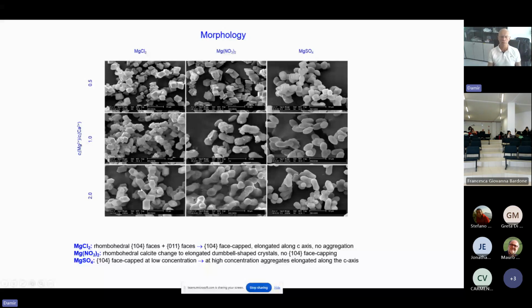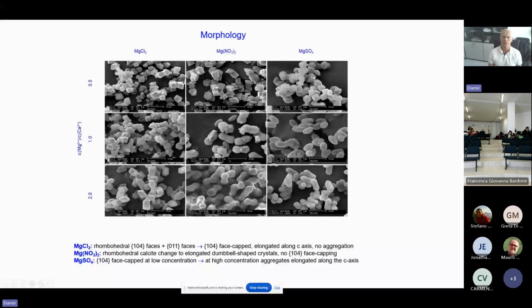The situation is a bit different after the nitrate addition. So we obtained rhombohedral calcite, which is elongated, and obtains a dumbbell shape, and actually, except here, we don't observe 1 or 4 phase capping at all.